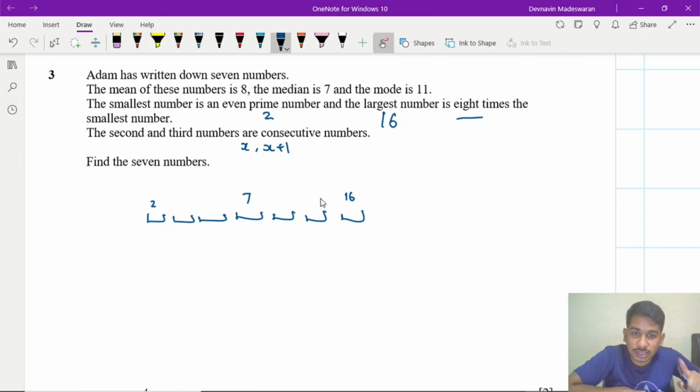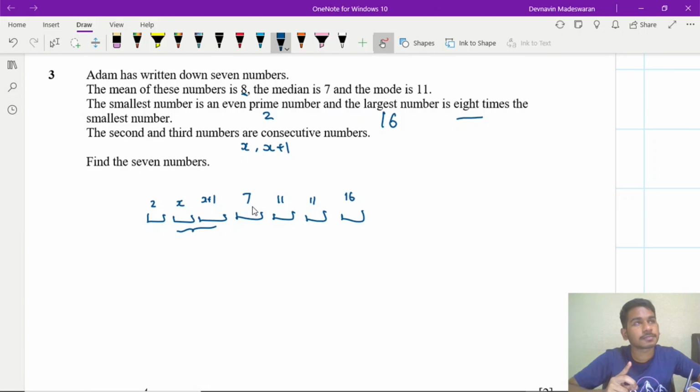So there should be at least 2 11s, right? Because it's the mode, we need to have both of them be 11, because 11 is greater than 7. So 2 of them are there. So for the mean of the numbers to be 8, we need to add them up. Is there anything else that we haven't looked at? Oh yeah, consecutive. So this is x and x plus 1. So we can just add everything up and equate it to the total. Okay, so add everything up.